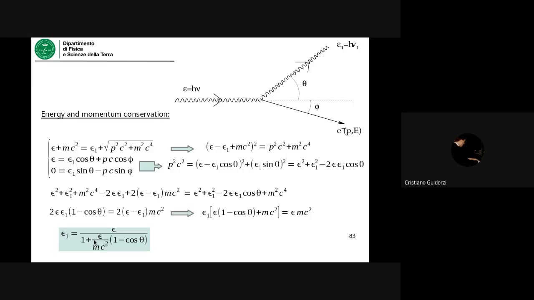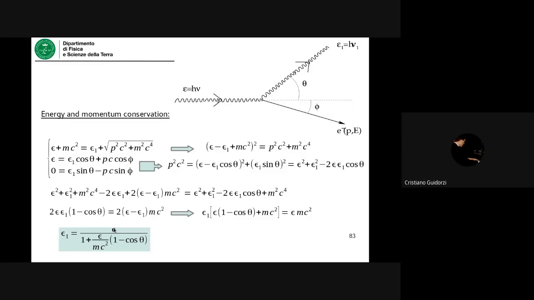Well, the trivial case, if you consider, is when theta is 0. If theta is 0, it means that the photon just didn't go through any scattering at all, essentially. It just kept moving with the same direction and same energy. And indeed, you'll find that epsilon 1 is equal to epsilon. So this is not an interesting case. Whenever theta is different from 0, it means that the denominator is greater than 1. So for any theta, the final energy of the photon is smaller than epsilon. So the photon has lost some energy.